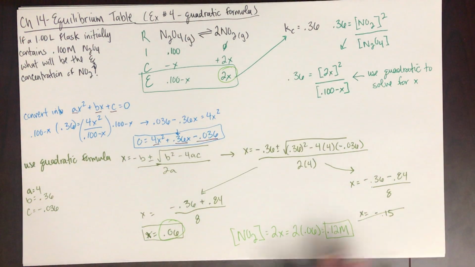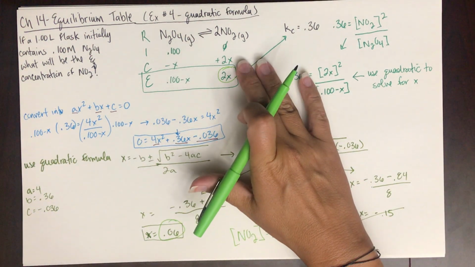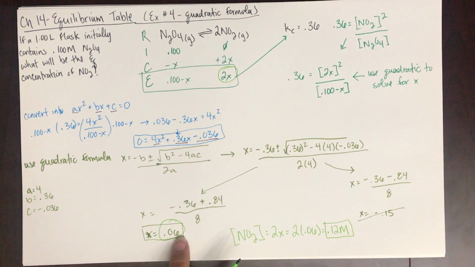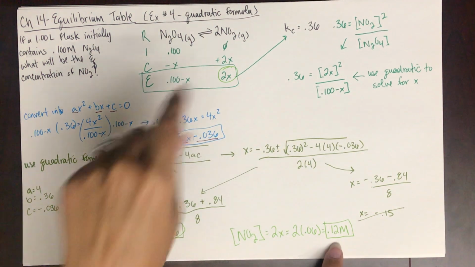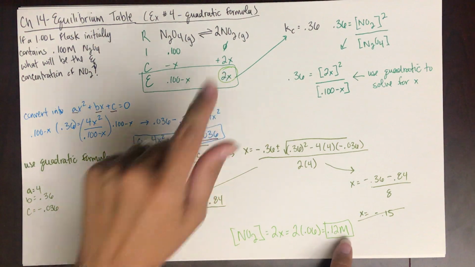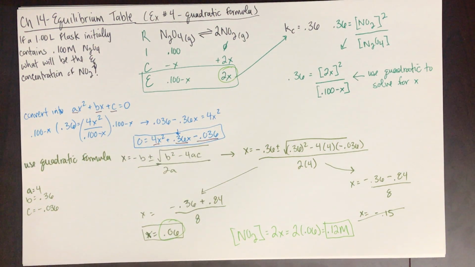So we had to go through all of that, use the equilibrium table, use the quadratic formula to solve for x, because once we know what x is, we can plug it back in to what is the equilibrium concentration, and then that will give us the concentration in molarity. So there is an example of using an equilibrium table to solve for molar concentrations when we have to use the quadratic formula.